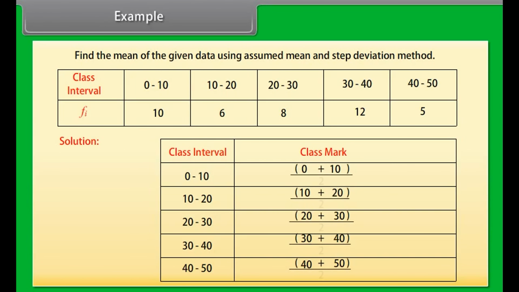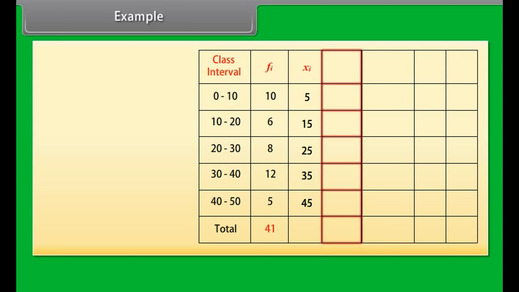In the first column, we've written the class interval, and in the second column, we have written the frequency of the respective class interval. The sum of frequencies is 41. And then we have written the class mark for each class interval and denote them as xi. In the fourth column, we find the deviation from the assumed mean as di. In the fifth column, we find the deviation from the assumed mean divided by the class size as ui.